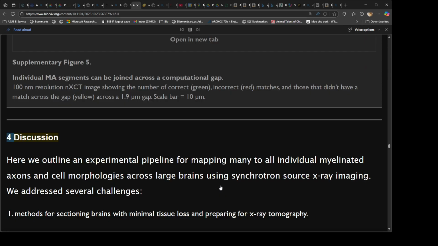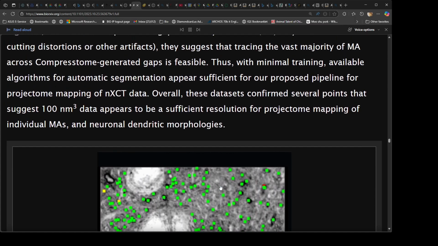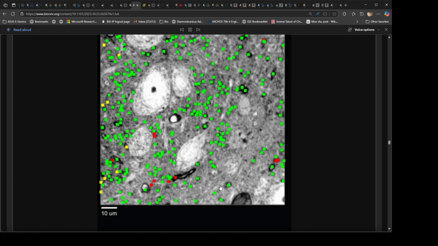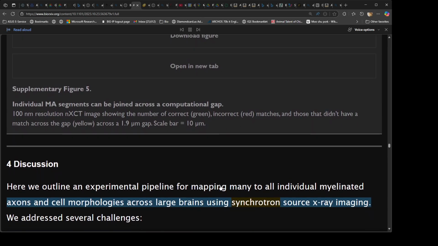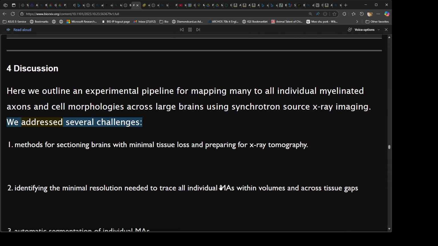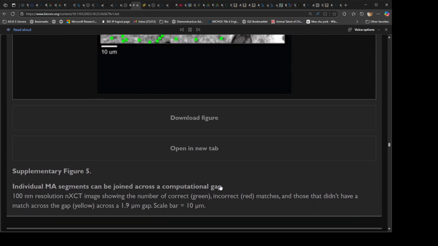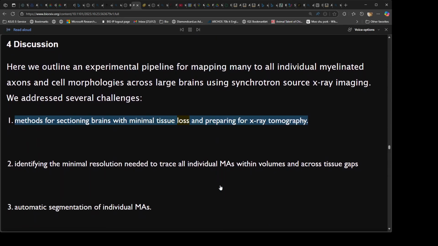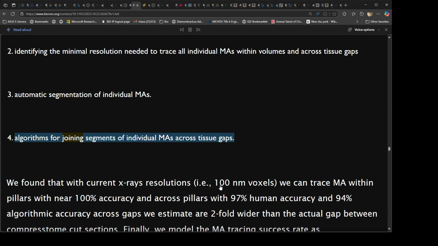For discussion. Here we outline an experimental pipeline for mapping many to all individual myelinated axons and cell morphologies across large brains using synchrotron source X-ray imaging. We addressed several challenges. Methods for sectioning brains with minimal tissue loss and preparing for X-ray tomography. Identifying the minimal resolution needed to trace all individual MAs within volumes and across tissue gaps. Automatic segmentation of individual MAs. Algorithms for joining segments of individual MAs across tissue gaps.